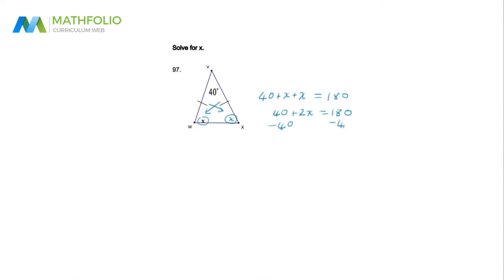Subtract the 40 from both sides. So therefore 140 over here equals 2x. Divide by 2, and we end up with x equals 70 degrees. And so that's our answer for 97.